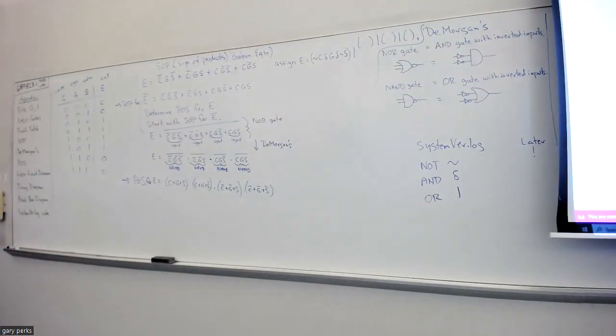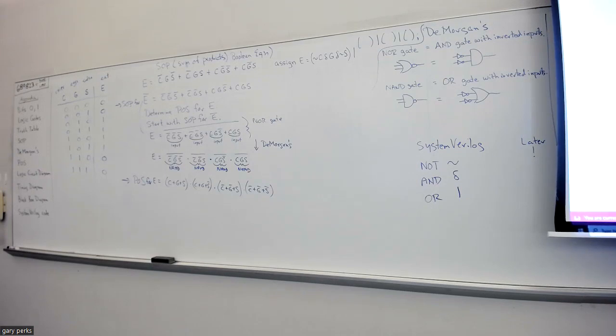And then the circuit diagram, which is the same as the logic diagram that we just went over a few moments ago. And then also the Verilog code. And then write the POS for F. Since you're going to write the POS for F, you start with what? SOP for not F, just like we said earlier.